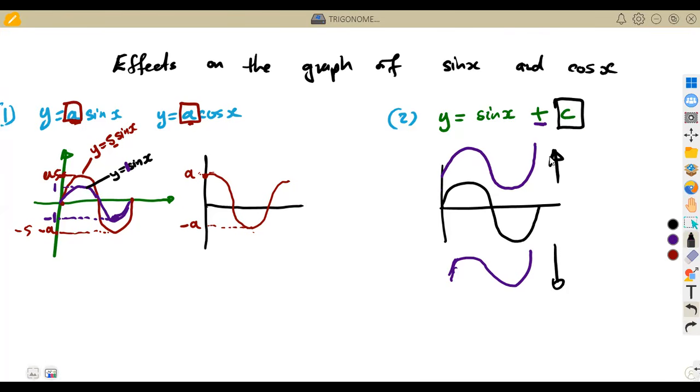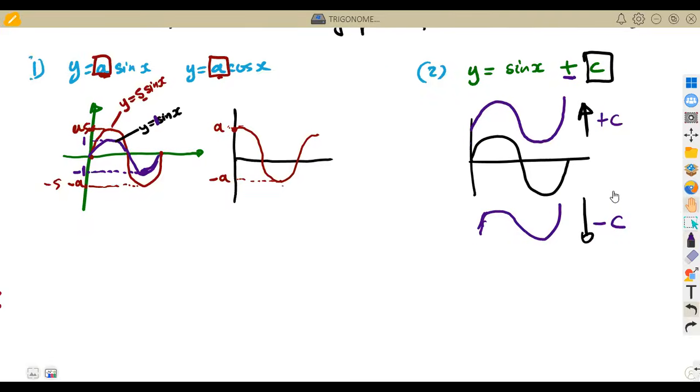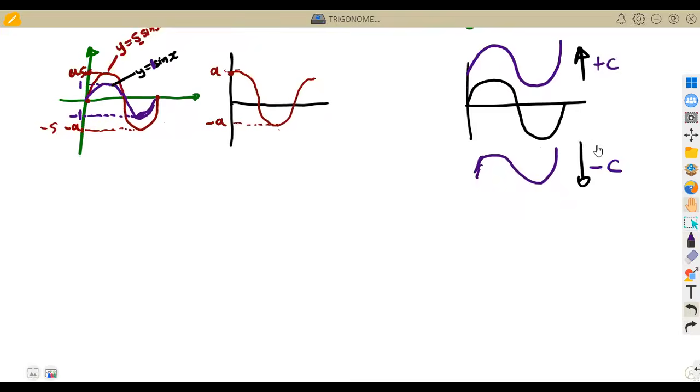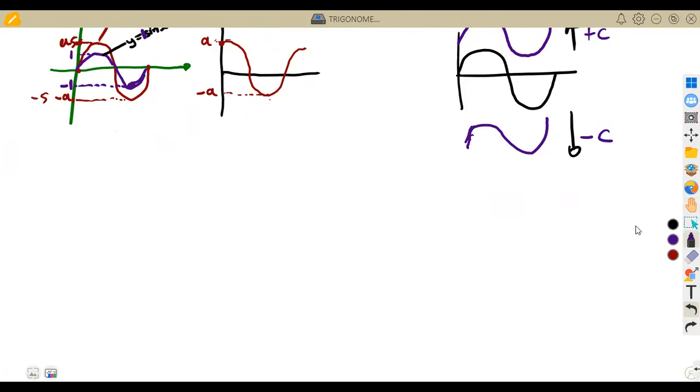So this is on a condition when this is a plus C, it is going up. When it is a minus C, it is going to go down. So that is another effect that you need to understand, which is different from this one. This one is also a shift. Take note, there is also a shift, but it affects the horizontal.